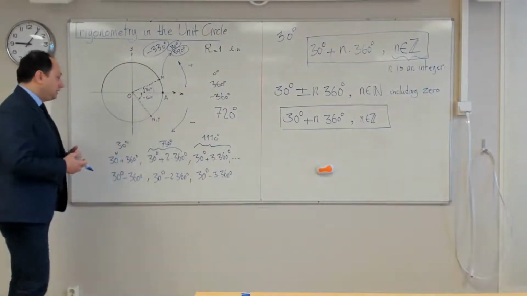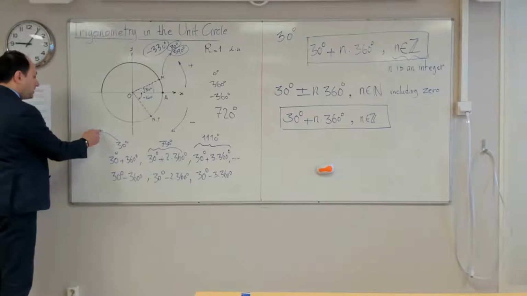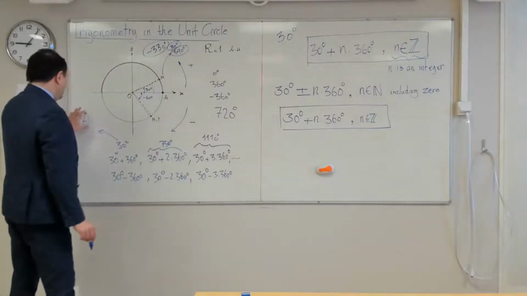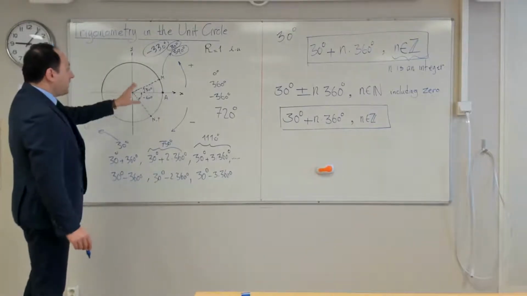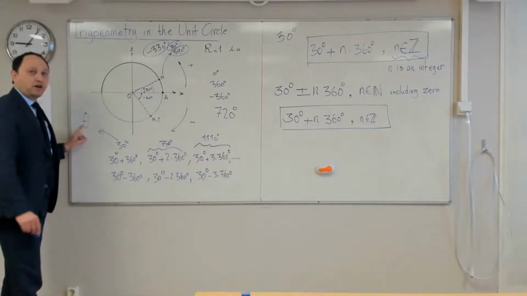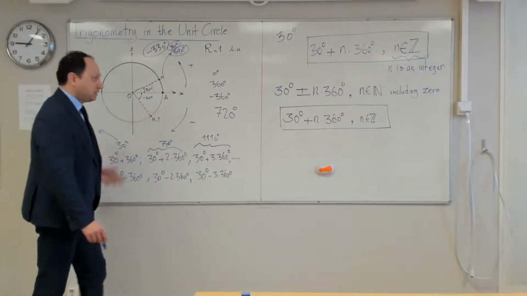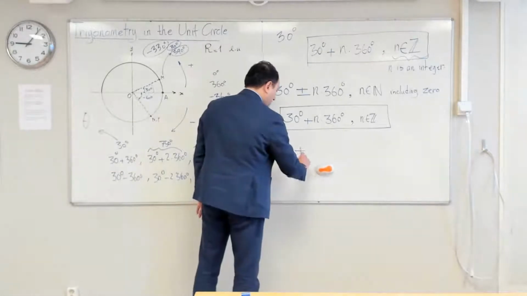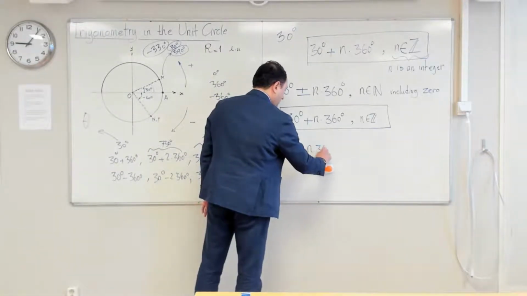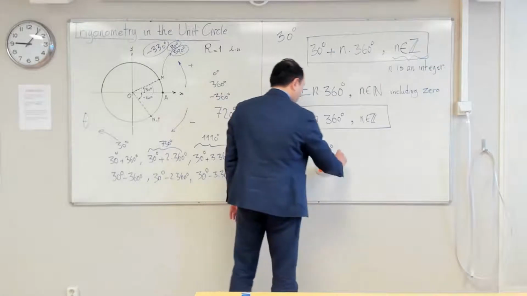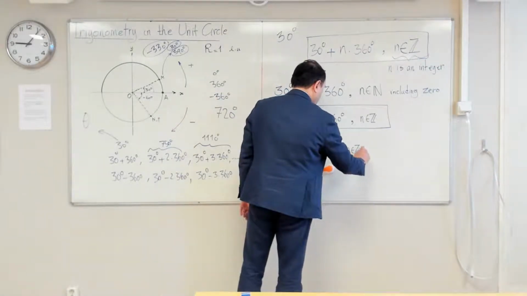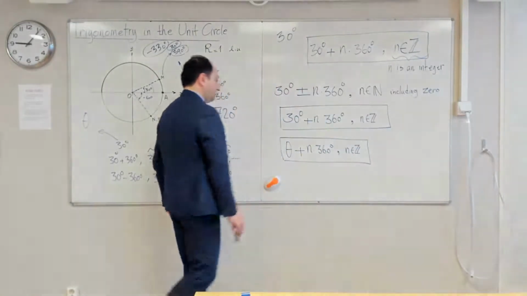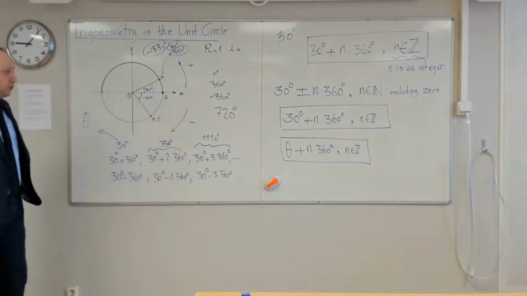So in general, if instead of 30, I give you just angle theta, and I ask you what are all the angles that correspond to the same final point as the final point of theta, then it becomes clear. You just write theta plus n times 360 degrees, and n belongs to Z. Extremely important to understand.